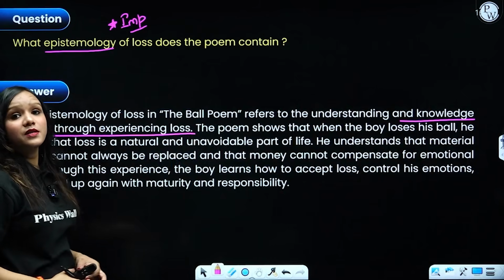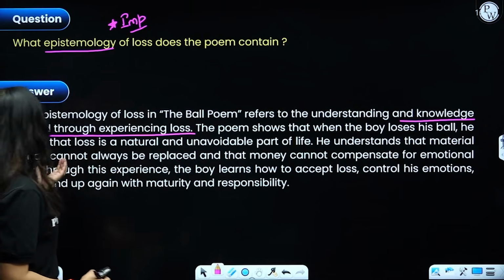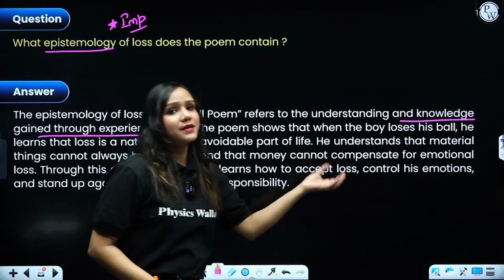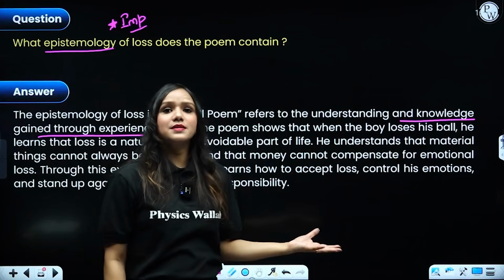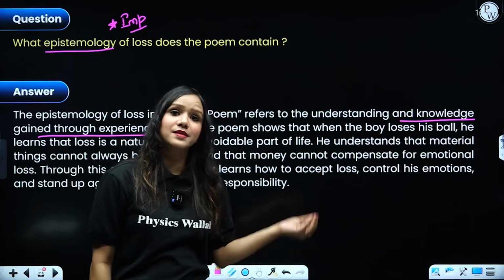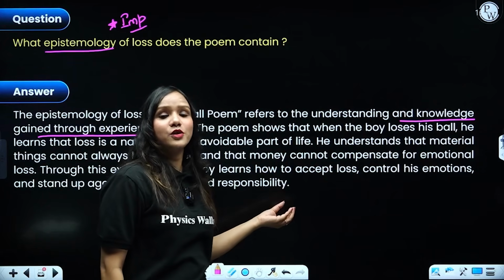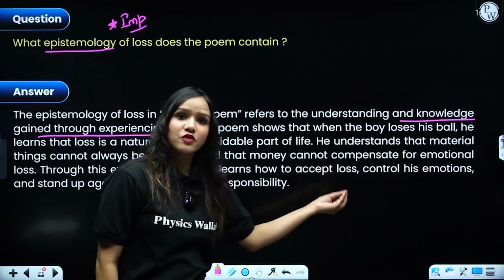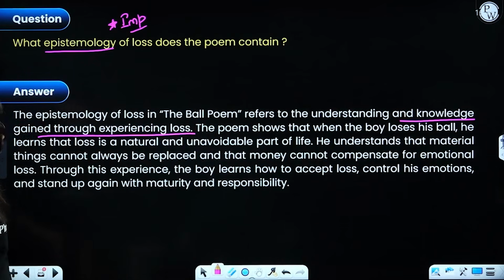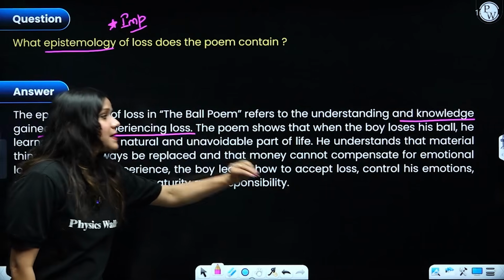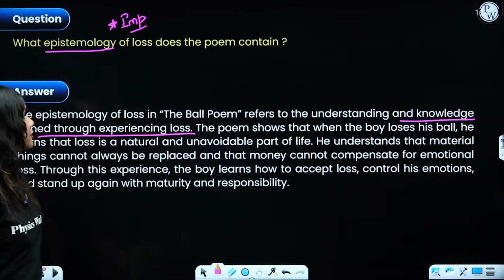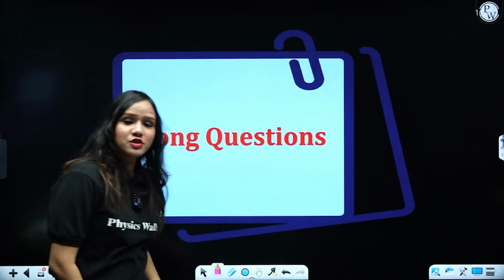The poem shows that when the boy loses his ball, he learns that loss is a natural and unavoidable part of life, and that he has to bear that loss, and with the passage of time, he'll gain maturity. This was a very valuable lesson that has taught him morality and maturity at the same time, right? So the boy learns how to accept loss, control his emotions, how to stand up and move on in life.